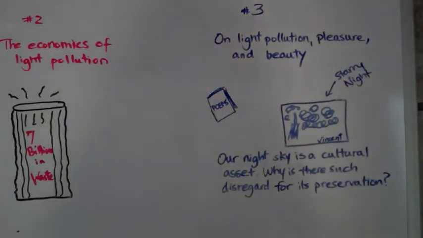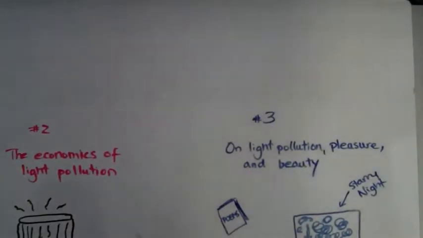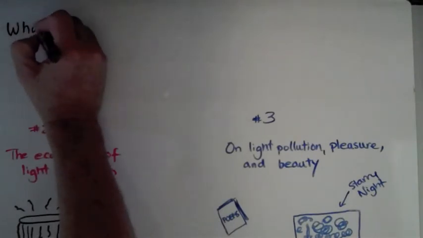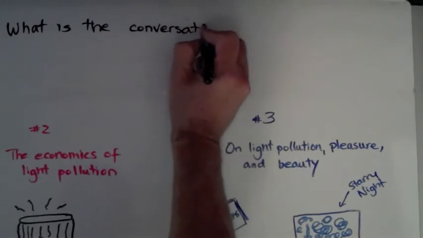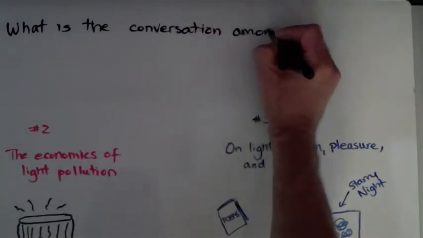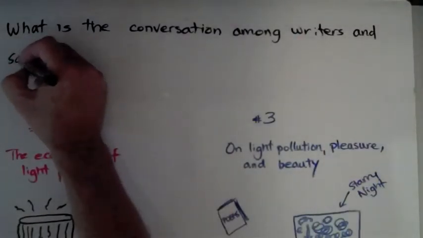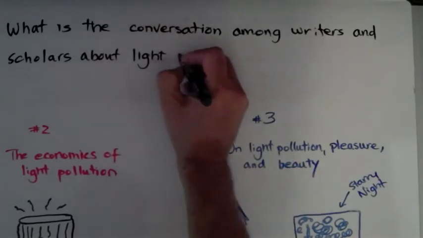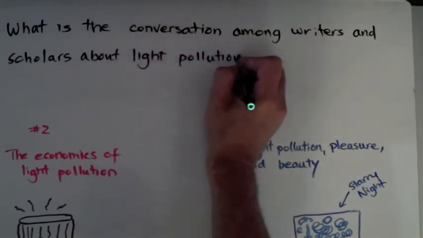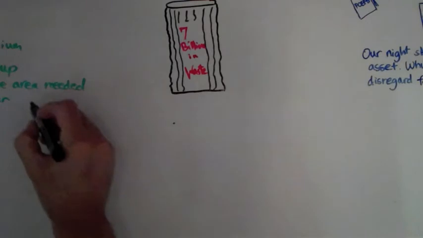So there's 3 articles, and back again to the question that a lit review asks. What is the existing conversation among scholars and writers about light pollution? One of the things we realize is they're not arguing about whether or not it's a problem. There seems to be, at least in the articles so far, agreement that it is a problem, and the discussion is about what kind of problem and what we do about it.